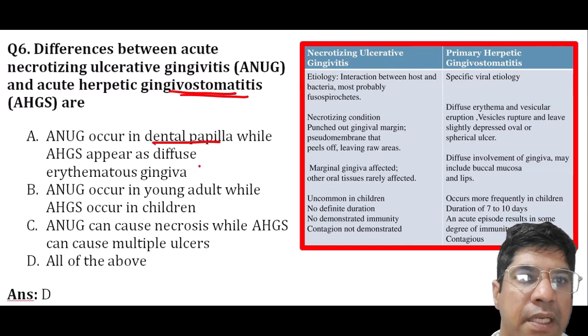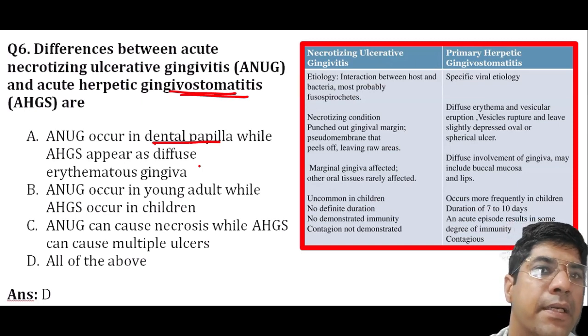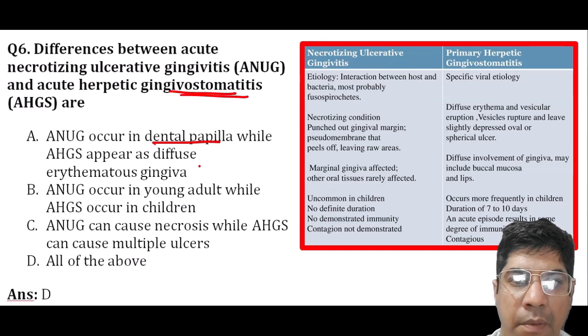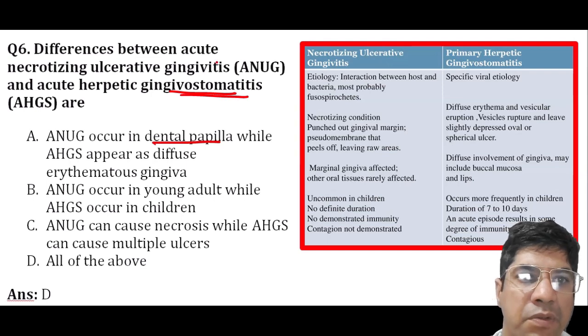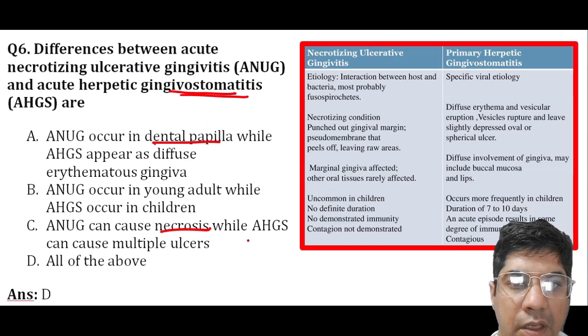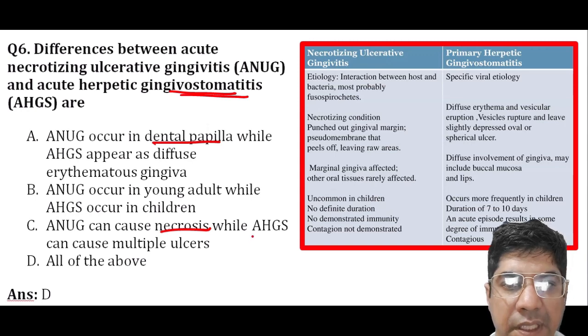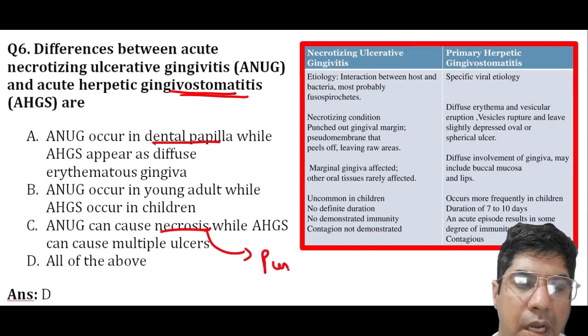ANUG occurs in young adults, whereas acute herpetic gingivostomatitis is more commonly seen in children, especially during the primary herpes simplex infection. ANUG can cause necrosis, whereas it is characterized by necrosis, dead tissue and ulceration of the gingiva that can result in a punched out appearance.